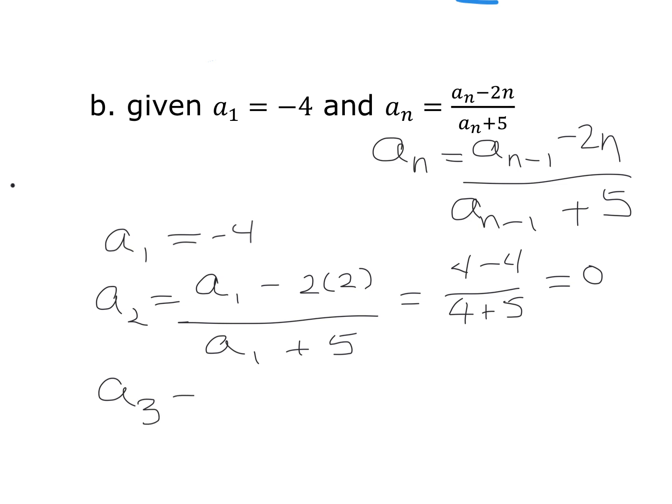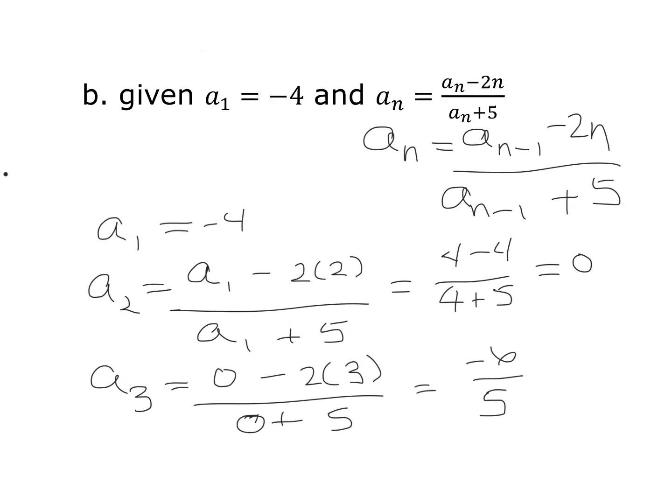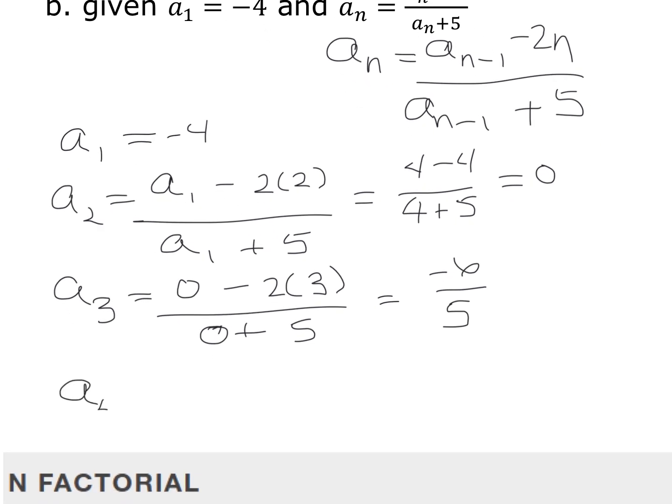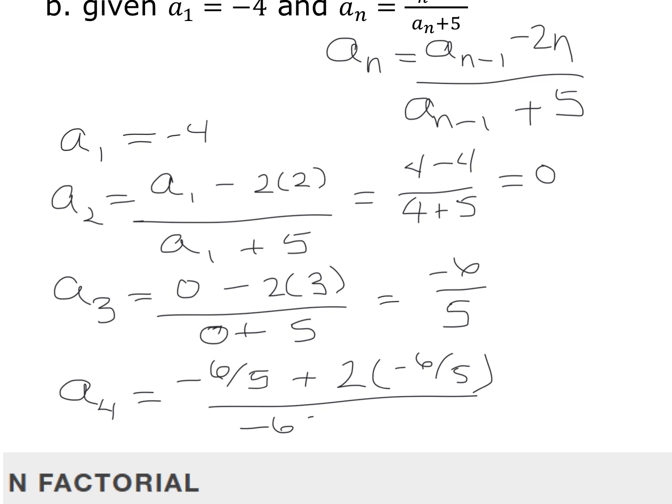A sub 3 is going to be my previous term, which is a sub 2, and that's 0, minus 2 multiplied by my n, which is 3, over 0 plus 5. So this one is going to be negative 6 over 5. My final one, which is a sub 4, because I only want the first 4, this is going to be negative 6/5 plus 2 times negative 6/5 all over negative 6/5 plus 5.